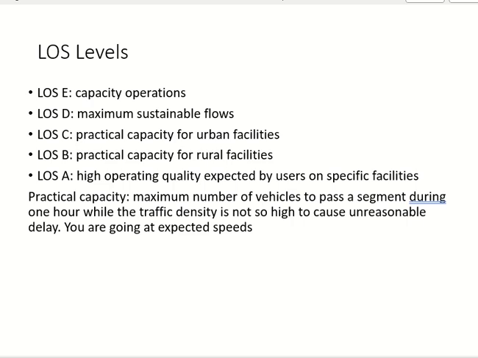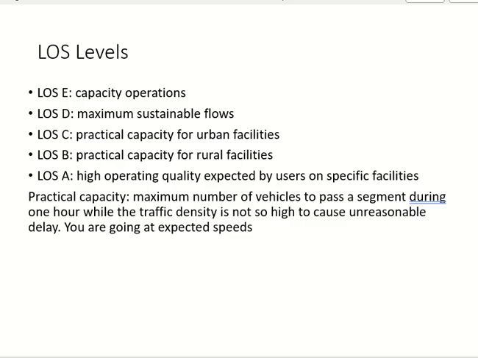A means very high operating condition, free flow speed, free flow conditions. B is considered as practical capacity for rural, and C is considered practical capacity for urban. Then you have D, which is maximum sustainable flow, maximum continuous flow, just before capacity. Then you reach level of service E, which is the capacity stage. Okay, so let me rephrase it. Level of service A is free flow speed, no interruptions. You are choosing your own speed according to the conditions of the road.